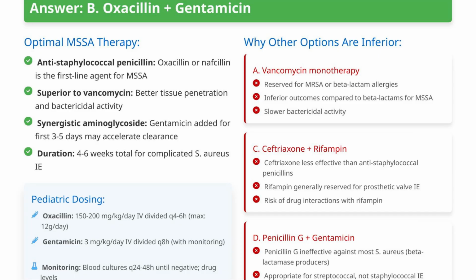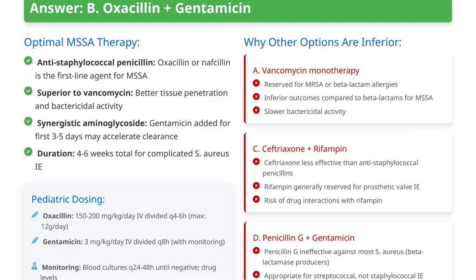Oxacillin plus gentamicin. For methicillin-susceptible Staphylococcus aureus infective endocarditis, an anti-staphylococcal penicillin such as oxacillin or nafcillin is the first-line agent. These beta-lactams are superior to vancomycin for MSSA due to better tissue penetration and bactericidal activity. Adding gentamicin for the first 3 to 5 days may accelerate bacterial clearance through synergistic activity, although this practice has been increasingly questioned in recent guidelines.